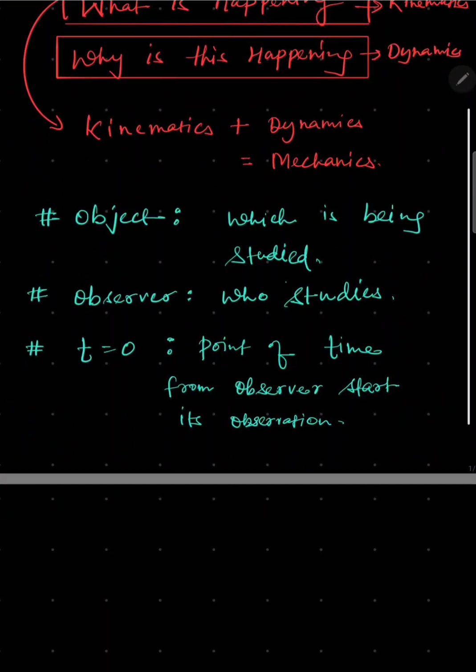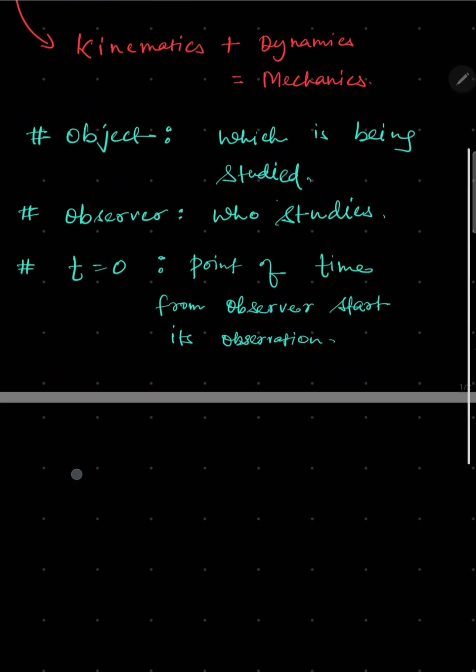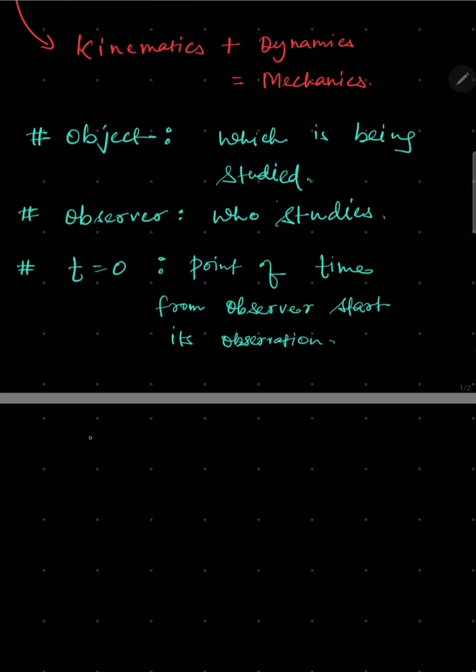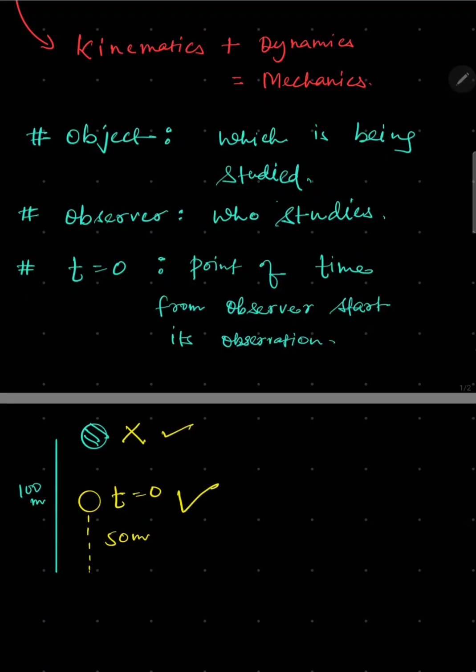All right, fine. So remember, t equals 0 never means the beginning of something. Here in physics, t equals 0 is the situation from which the observer started the observation. For example, if I am dropping a particle from a height of 100 meters, and I start to observe this particle when it is at a height of 50 meters, for me this is t equals 0. This is not t equals 0, this is t equals 0.